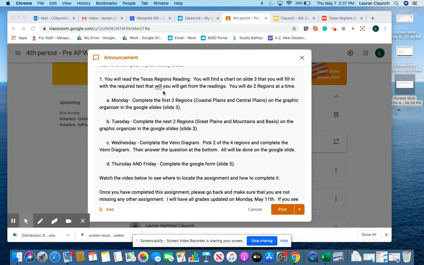Wednesday, you're going to complete the Venn diagram. You'll pick 2 out of those 4 regions. So only pick 2, either from the coastal plains, central plains, Great Plains, or mountain and basins region. You're going to complete the Venn diagram and then answer the question at the bottom. All of it's going to be on the Google side.